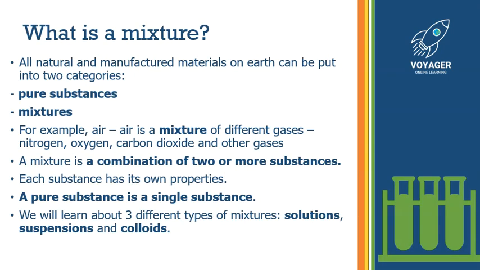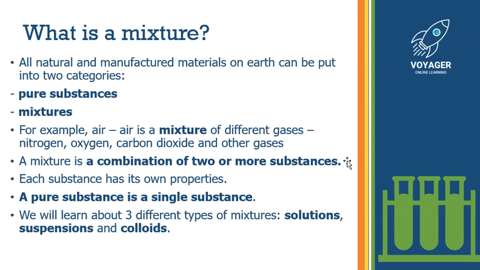Let's get into the main part of our lesson now. What is a mixture? All natural and manufactured materials on Earth can be put into two categories, pure substances and mixtures. For example, air. Air is a mixture of different gases, nitrogen, oxygen, carbon dioxide, and other gases.